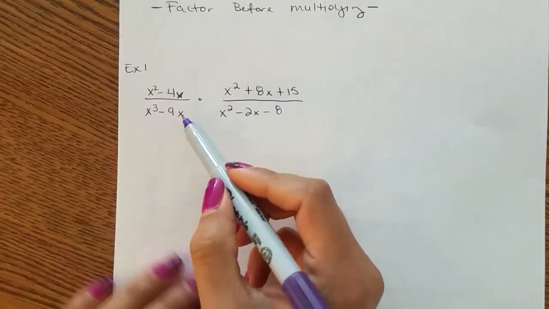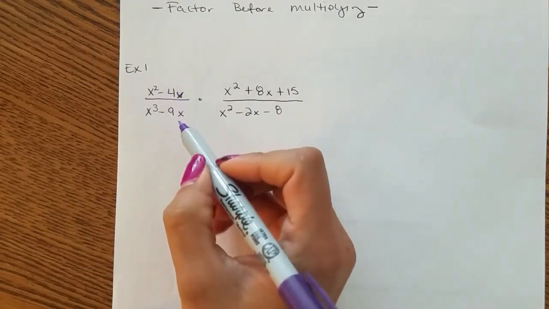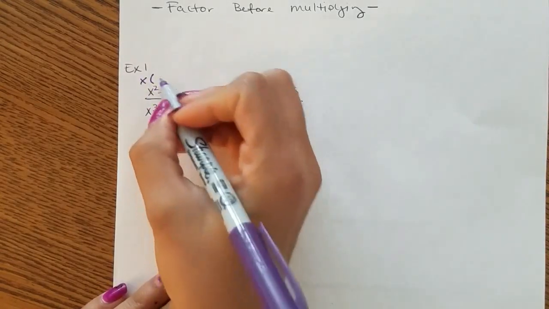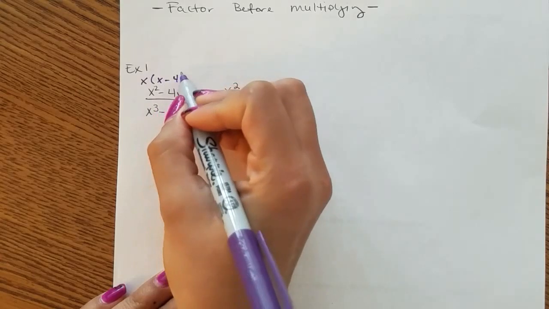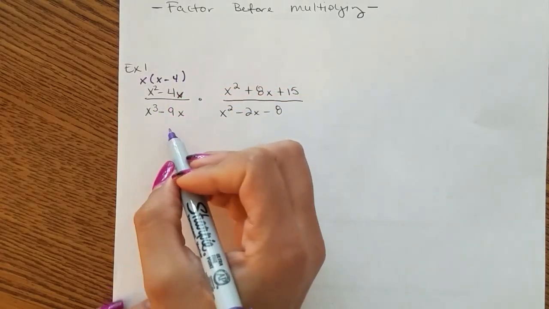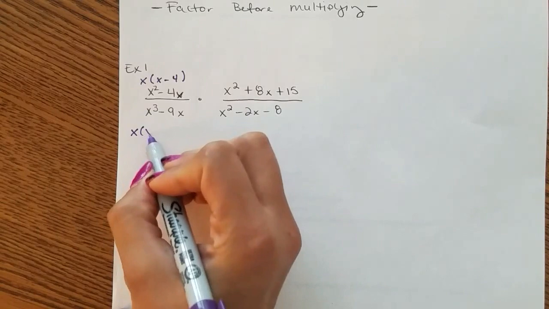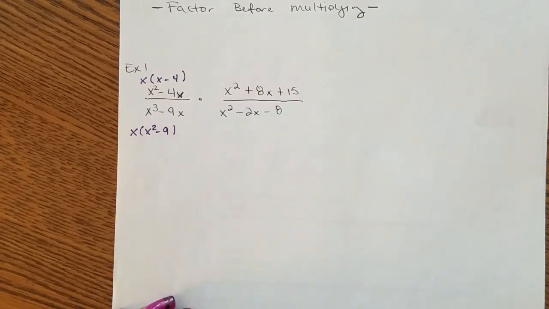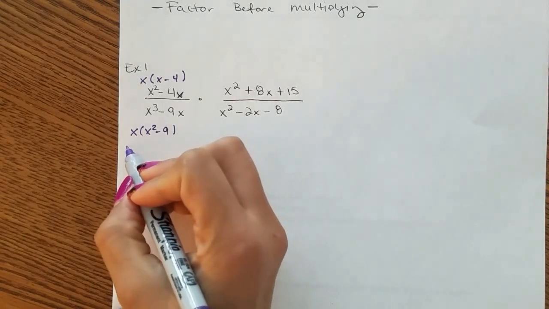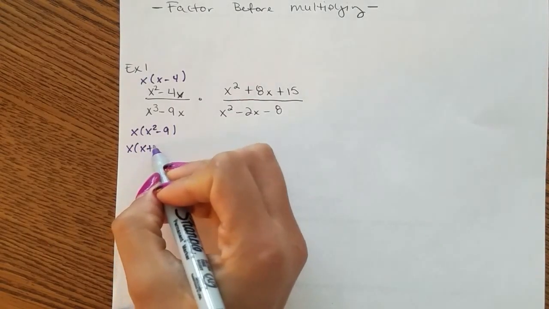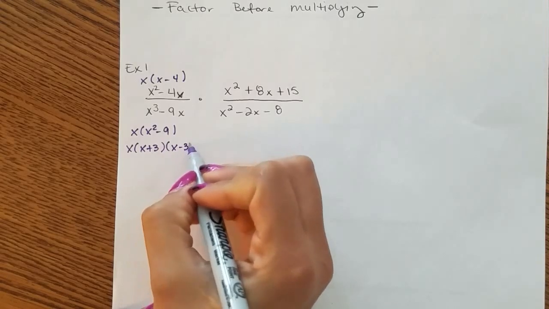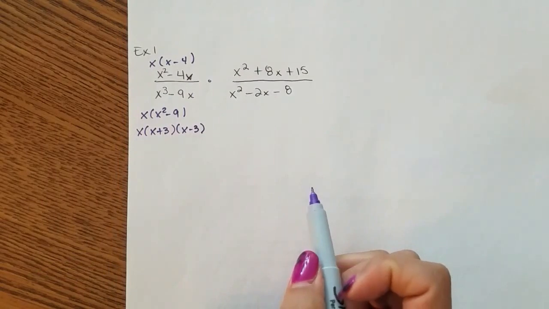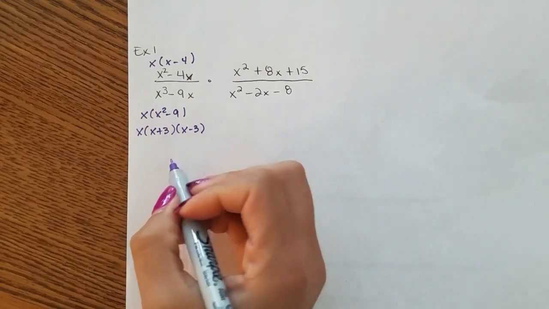So we have x minus 4x. Here I can see that my GCF is x. If I pull out an x there, I'm left with x minus 4. Here I can also pull out an x, so x and then x squared minus 9. And this can be factored further, guys. This is the difference of squares. So this is actually x times x plus 3, x minus 3. If you don't catch that, you could end up missing a factor that'll cancel.